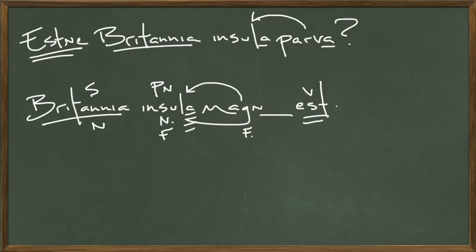This is how adjectives work in Latin. Since insula is nominative, this adjective must also be nominative. Gender, number, case. Since it's feminine, and it's singular, that's what I'm looking for. Since we're only talking about one island, it's singular, so the adjective must also be singular.